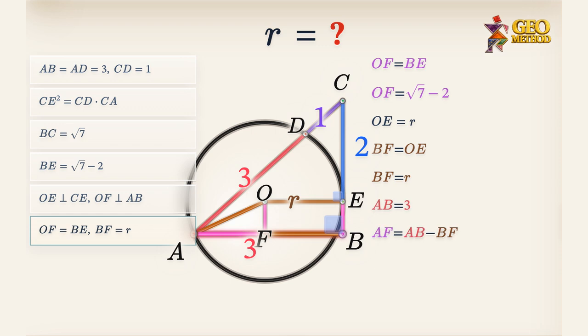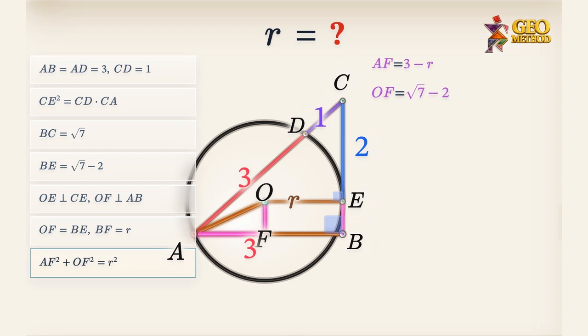Since segment AB is the whole segment and segment BF is the right-hand piece, the leftover left-hand piece is segment AF. Carry segment OF into triangle AFO as the fixed horizontal leg of the small triangle. The other short piece near B is segment BF equals radius r. Keeping that in view makes the subtraction on AB easy to read. Subtract segment BF from segment AB, and you get segment AF equals 3 minus radius r. Now the small triangle is completely labeled.